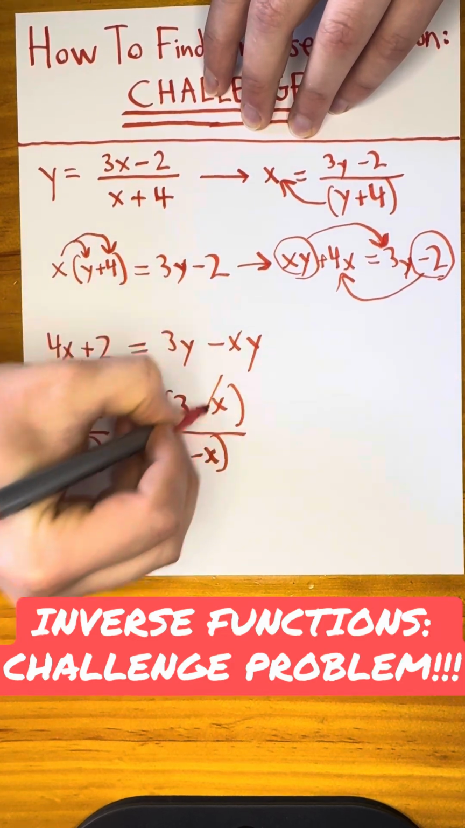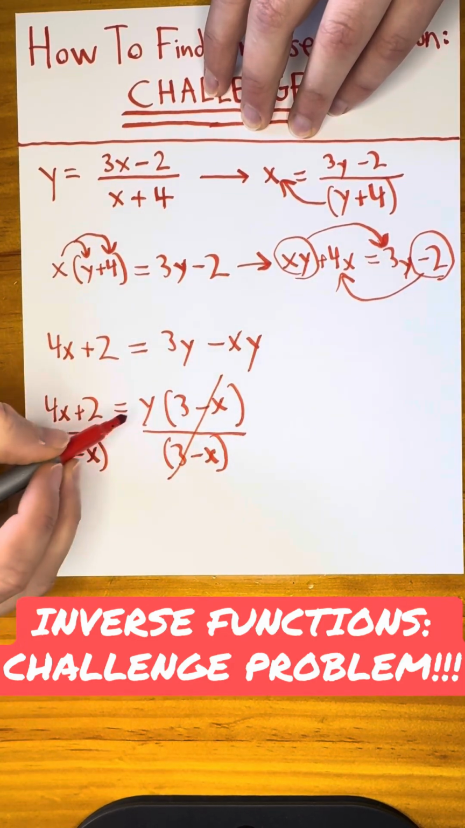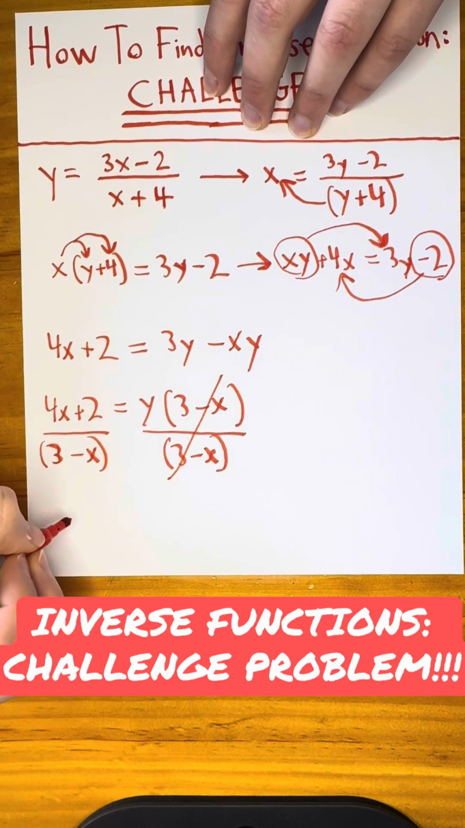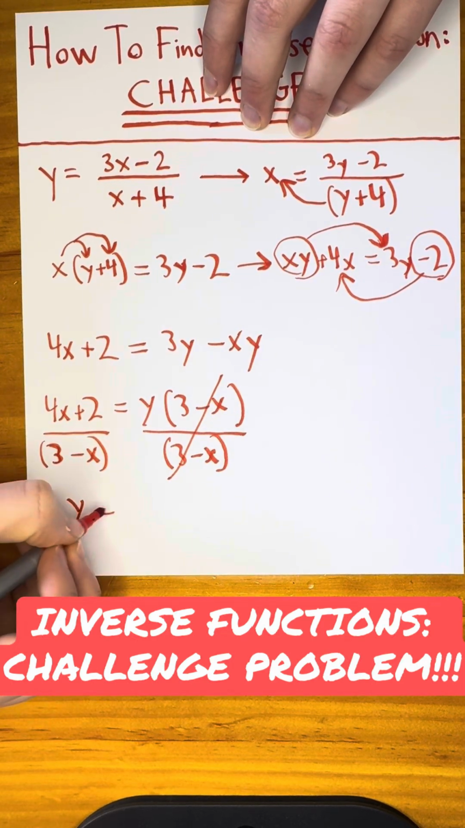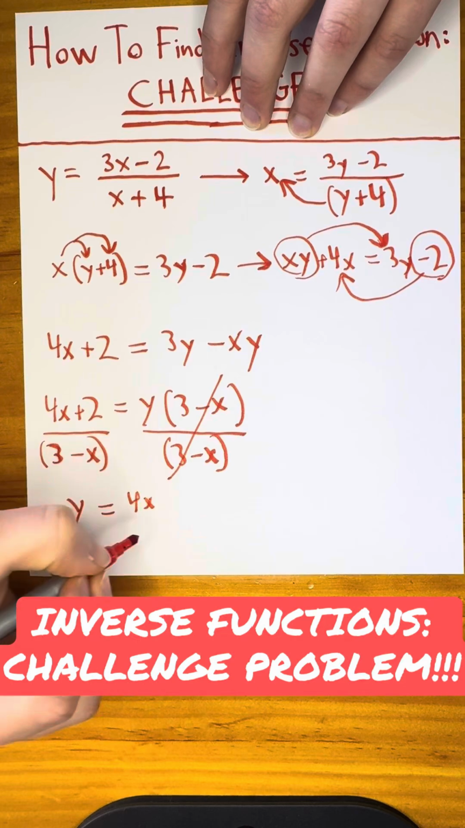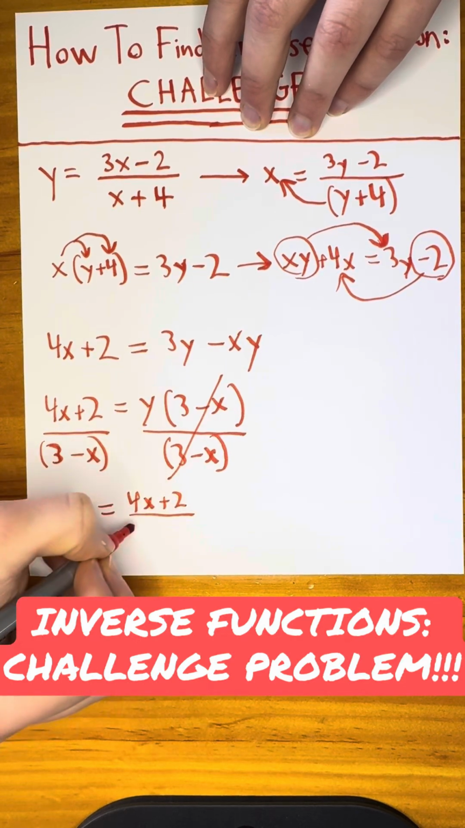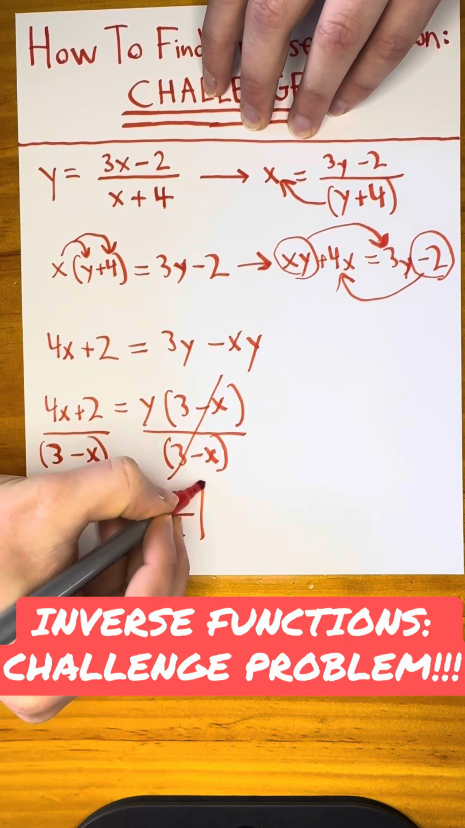And so it cancels out over there. And so now you can see y equals everything else. And just to make this look more polished, I'm just gonna say y is equal to 4x plus 2 over the denominator of 3 minus x.